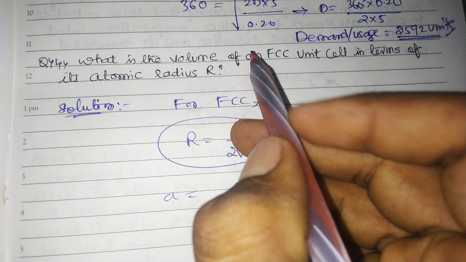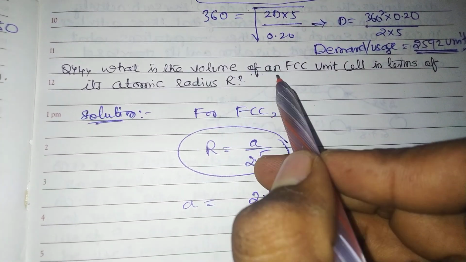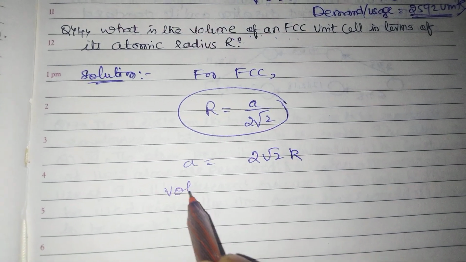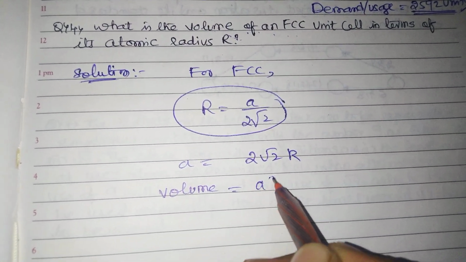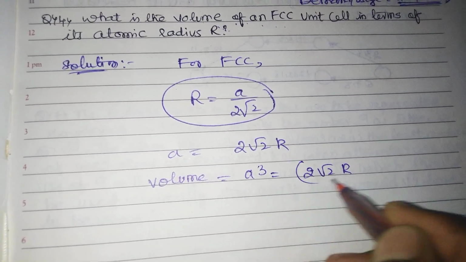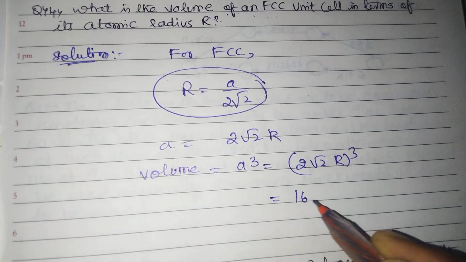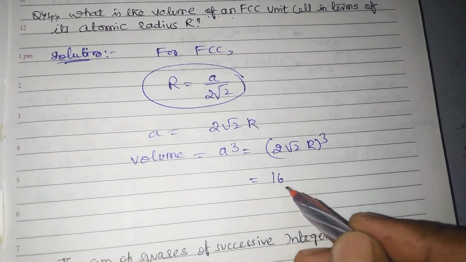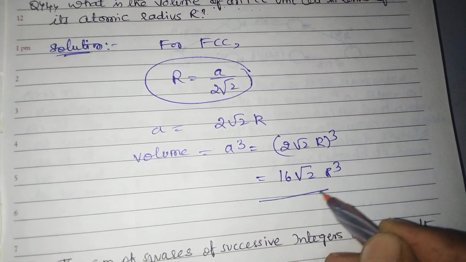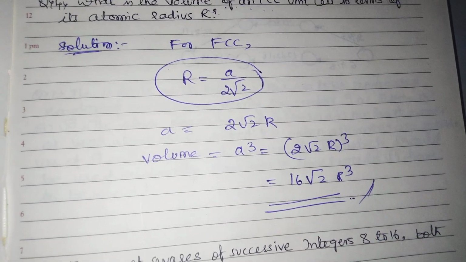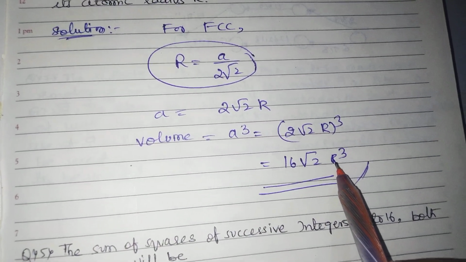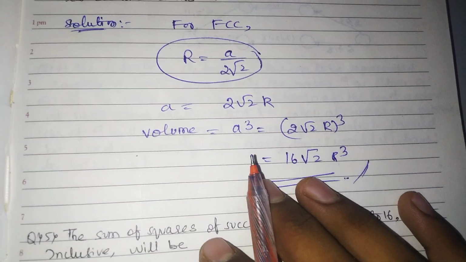The question is already given: volume of an FCC, face centered cubic structure. So the volume becomes a cube. We have to cube on both sides. It becomes 16 root 2 r cube. This is the answer. We simply give the answer in terms of radius, right? That's the answer. Thank you. We go for another question.